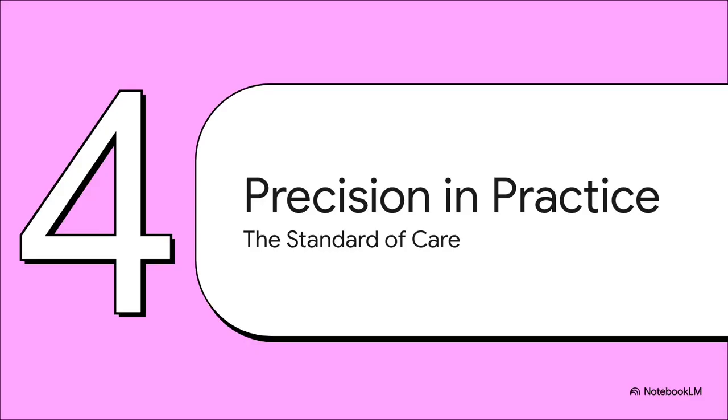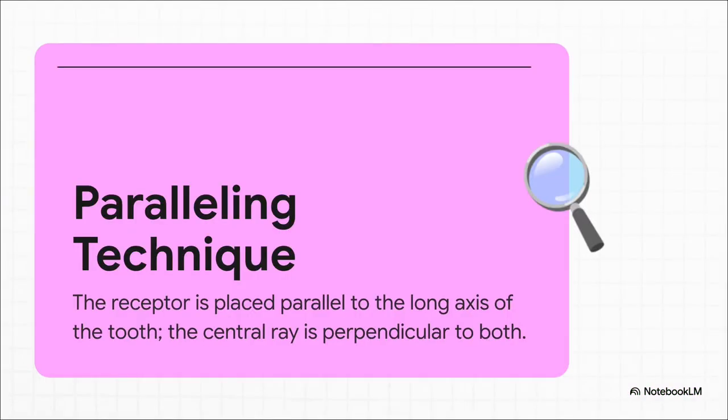So we've established it's safe, and we know it produces amazing, high-quality images. But how does that actually translate to precision in a real clinic? How does it help dentists get the best possible results for their patients? To get the most accurate images possible, dentists use what's called the paralleling technique. It's all about simple geometry, really.